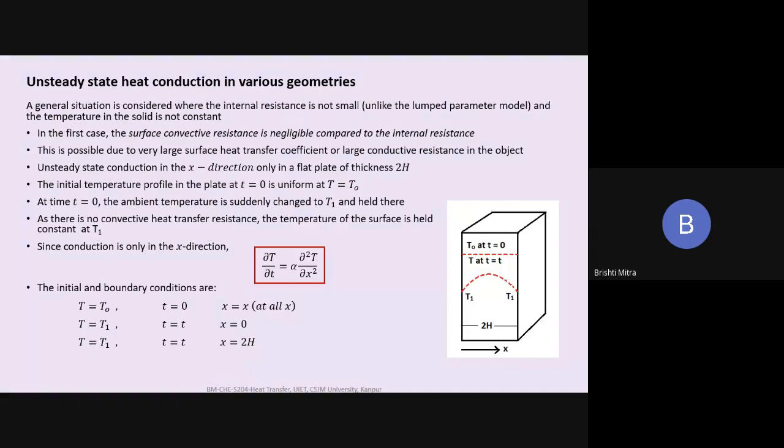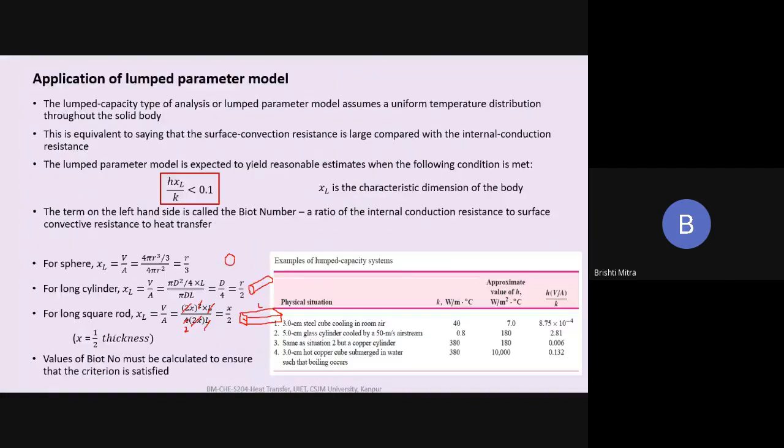Only a variation in the temperature with respect to time. So when we have two of these variables, one is position and one is time, in the lumped parameter model, the position was not important.